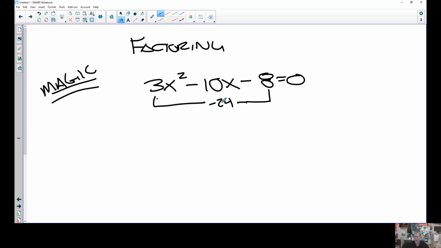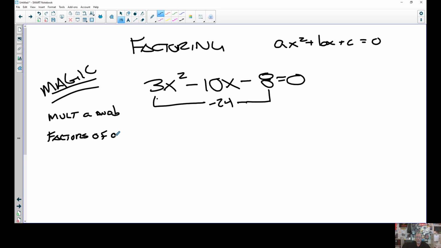So 3 and negative 8 multiply to negative 24. First step in that is multiply A and B. When I say A and B, I'm talking about factoring a quadratic that's in this form, where ax squared plus bx plus c equals 0. So I multiply A and B and I get negative 24. Now I need factors of 24, I'm going to say it as AB, whatever A times B is, that add to B.